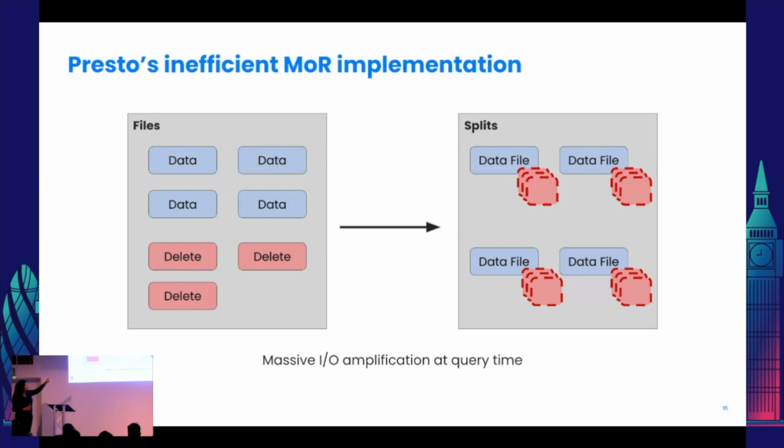What Presto would do is generate splits where, for every data file, the split would be generated around the data file, and it would include all of the delete files, and then go through and check: does this file have this row that I need to delete, and so on and so forth, for all the delete files. So it's an outer product issue, and this meant a massive I/O amplification at query time.